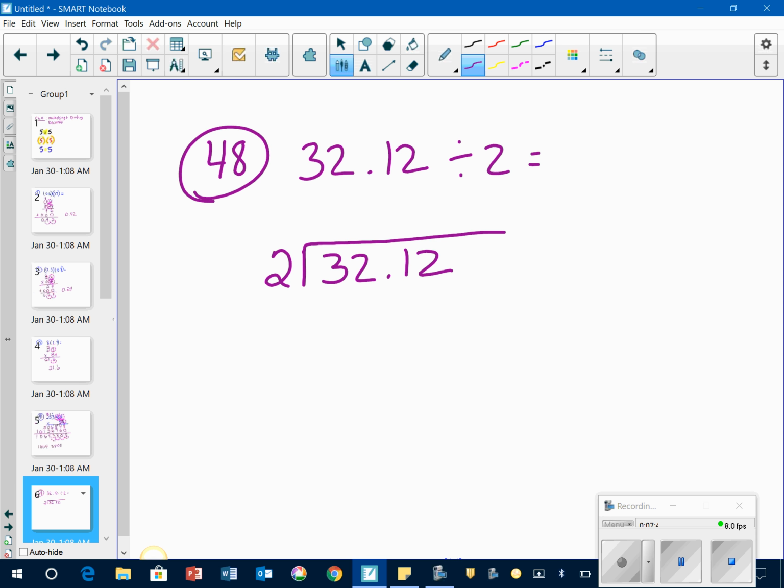Okay, now another example. They're wanting you to take your decimals and divide them. This is on page 67, number 48. So it's 32.12 divided by 2. And again, you'll do the same thing, you're just going to divide. So 2 divided into 3 will be 1 time. Bring down, 1 times 2 is 2. And you have a remainder of 1. So then you're going to bring down your 2.